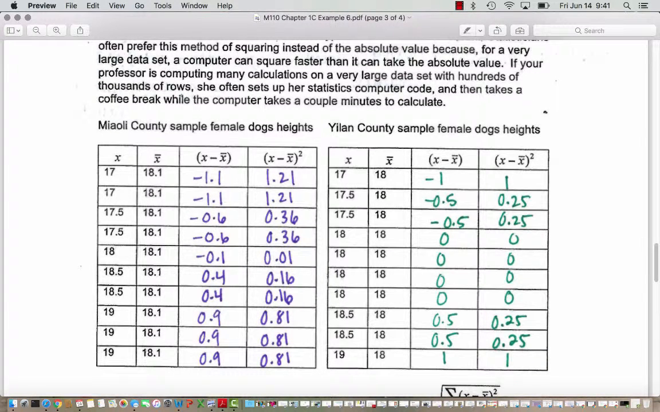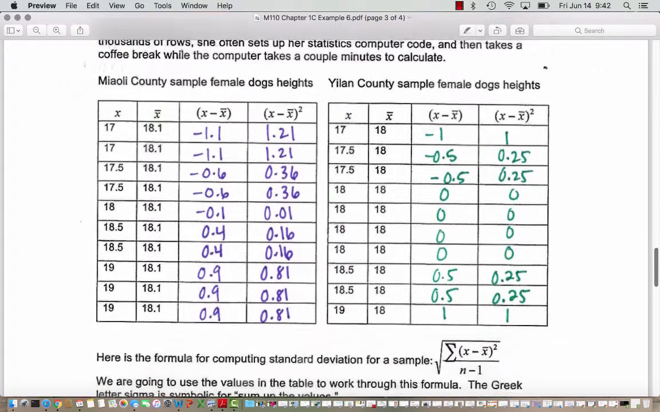So in Miaoli County, we take all the same differences for the dogs. And here we only have 10 dogs, so we're not too worried about computer time. And then to convert from negatives, we go ahead and square our data, because that's another way of making positive values. So here's all the squared distances. And we do the same thing for Yalong County. Find the difference and go ahead and square those values. And of course, Yalong County had all these zeros because it had a lot of dogs right at the mean of 18 inches. And so when those square, they become 0 also.